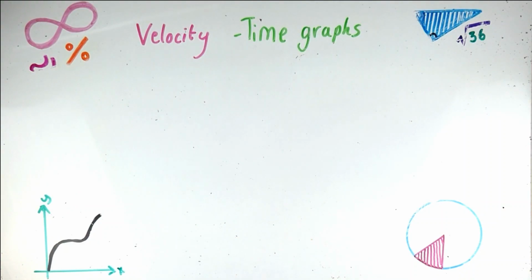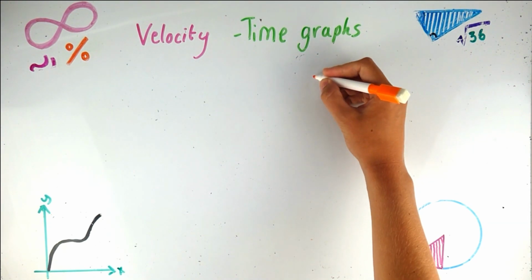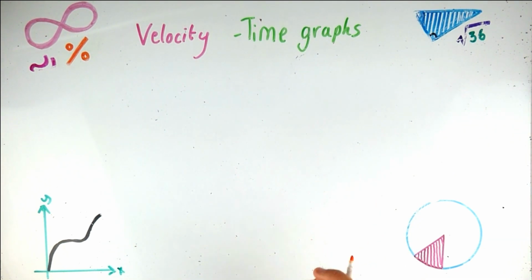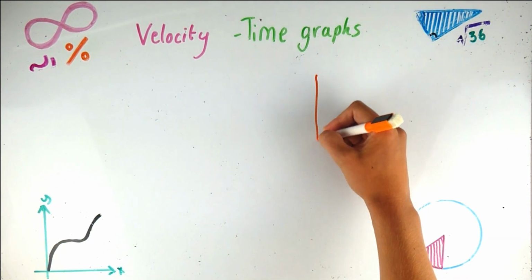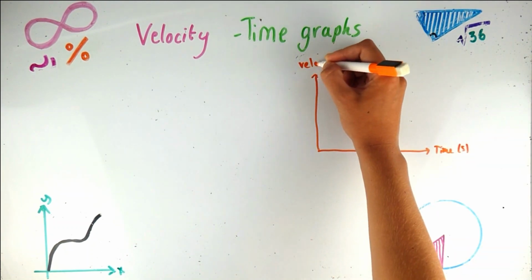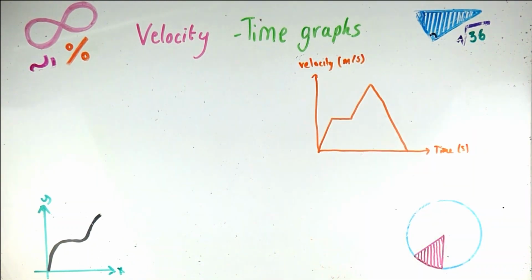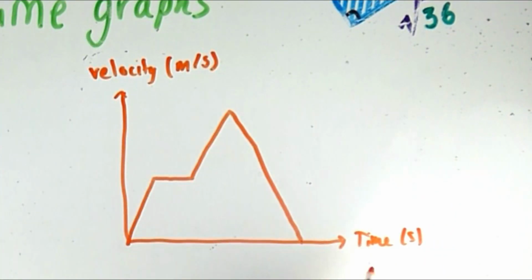Okay, so here we're looking at the velocity time graphs now. They look pretty similar to the distance time graphs, so just be careful to really read your axes and read the question and make sure you know what you're on about. So I'm just going to draw out a velocity time graph. You've got time along the bottom on the x-axis and the velocity on the y-axis.